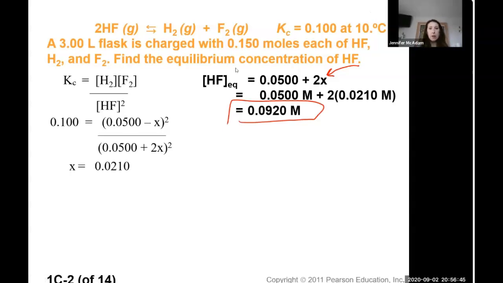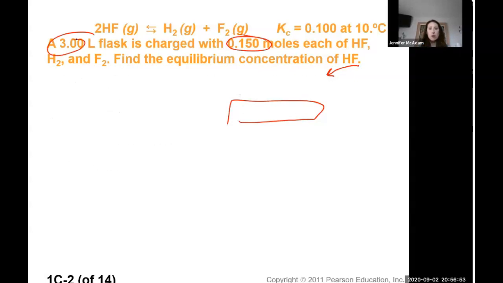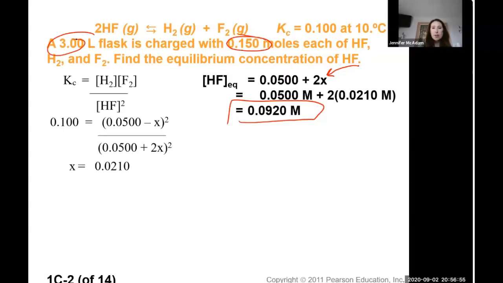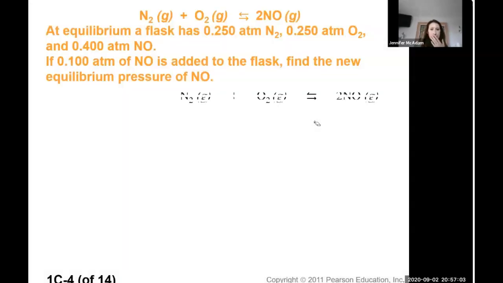right? And if you get close to that, it's good enough. It should have 3 sig figs. So if you got like 0.919 or 0.0921, all of those would be okay. So this is probably like the hardest the ICE tables get, right? Okay, so now let's try another one.